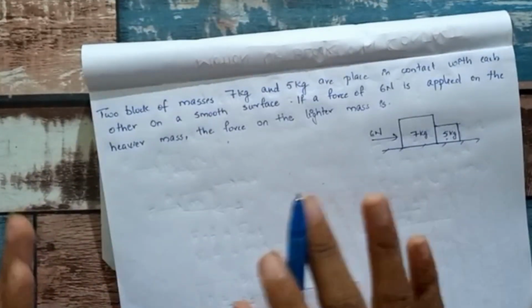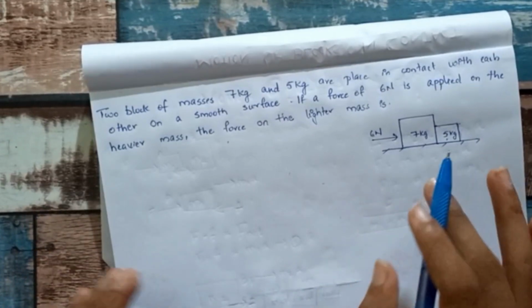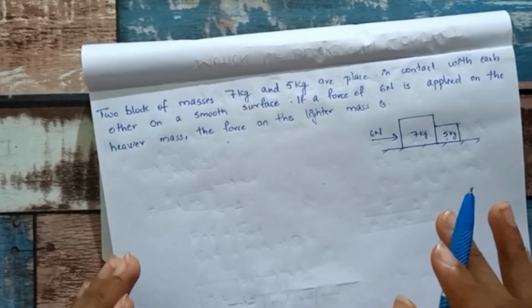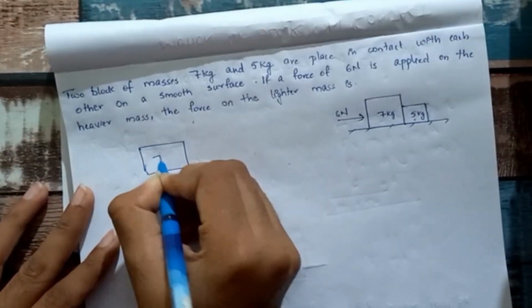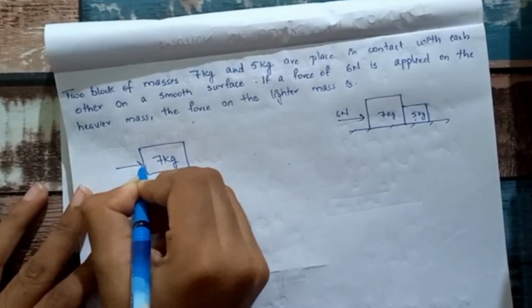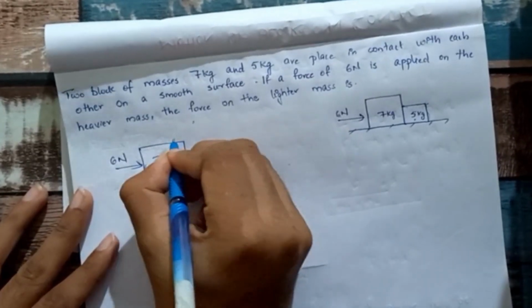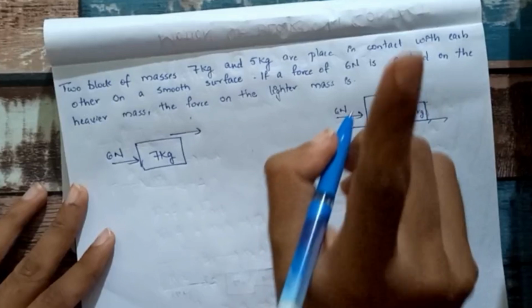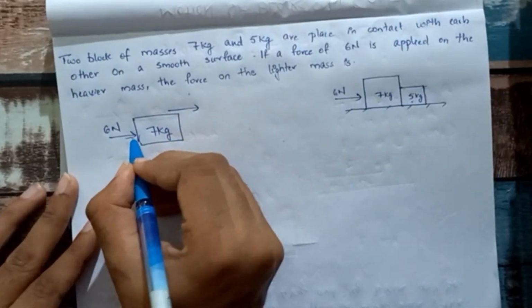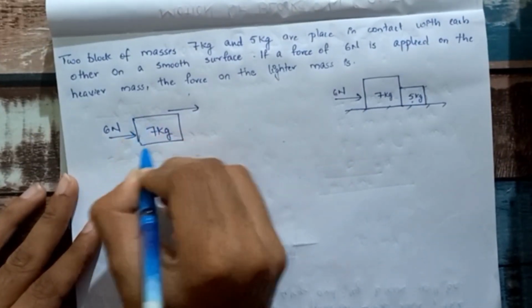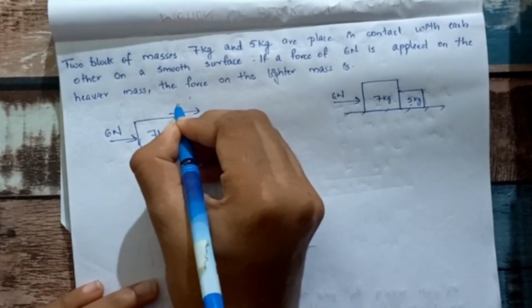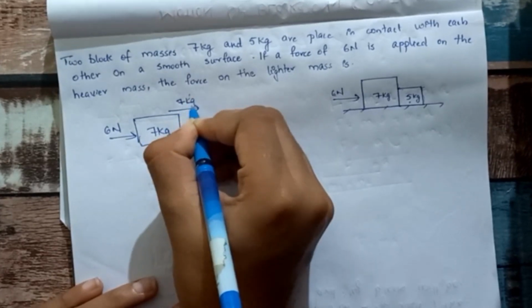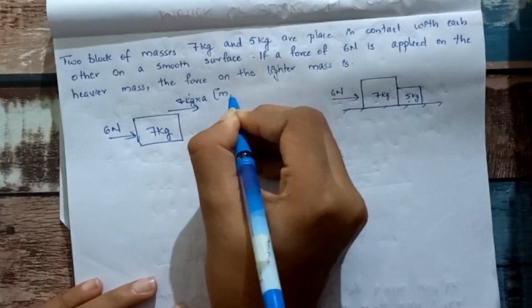You can either go by the direct method, or else you can derive it by taking each block at a time. So I'm going to take each block at a time. Let's take the 7 kg block first, and a 6 Newton force is being applied over here. Since force is being applied, there is always an acceleration accordingly. So 6 Newton force is being applied onto this block, so the block will move with a mass of 7 kg into acceleration, which is of the formula ma.